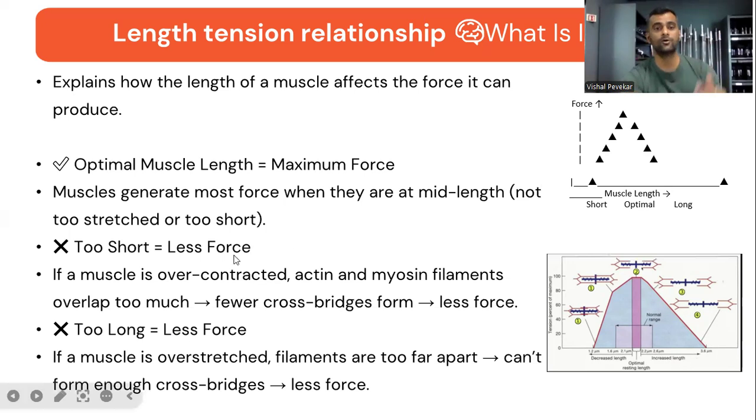This chapter is about the length tension relationship. It is where you will understand how muscle length affects your force producing capacity, positively or negatively. At a certain length your muscle can generate force, and it's about knowing which is the right length where you can generate optimal force. If you are at the right length, you can generate maximum force.